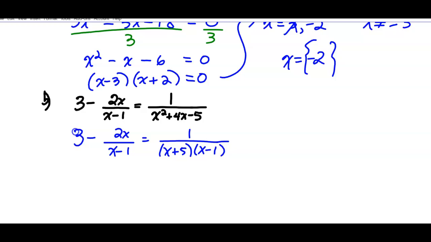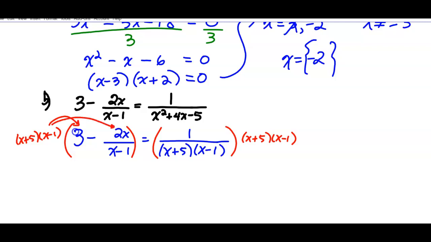Okay, multiply through by your lowest common denominator. And don't forget about that 3. Sometimes, especially if it's on the right-hand side by itself, students forget about it. Okay? Everything on the left side has to get multiplied by that degree 2 polynomial. Now that's in factored form.